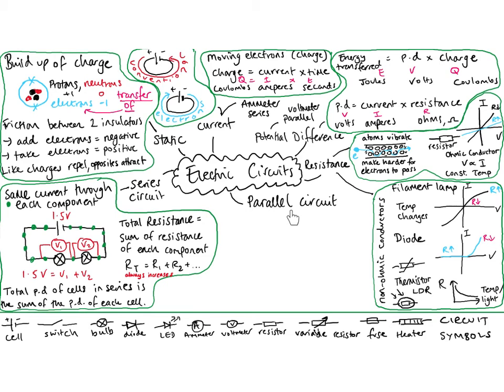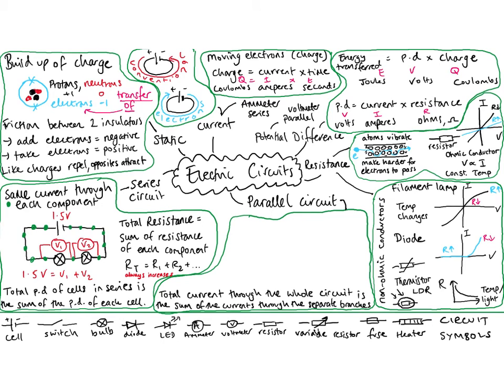A parallel circuit is different from a series circuit. It's when you have more than one loop. So a series circuit just has one way round to go, whereas with a parallel circuit, there's more than one way round for the electrons to flow. The rule with parallel circuits is the total current through the whole circuit is equal to the sum of the currents through the separate branches.